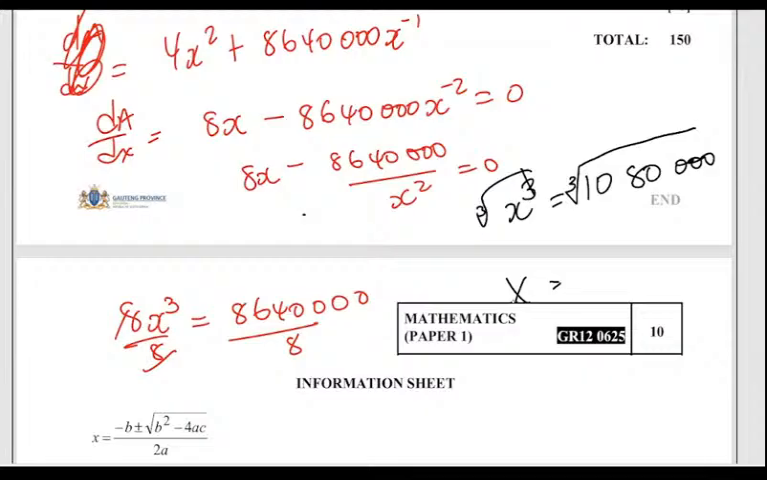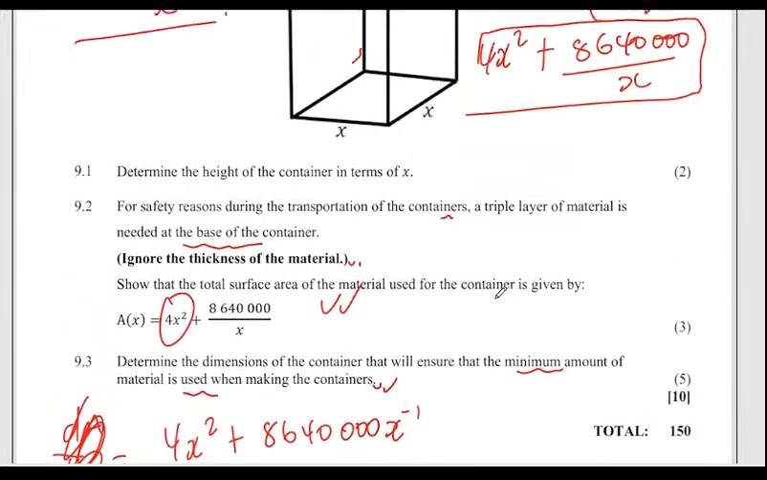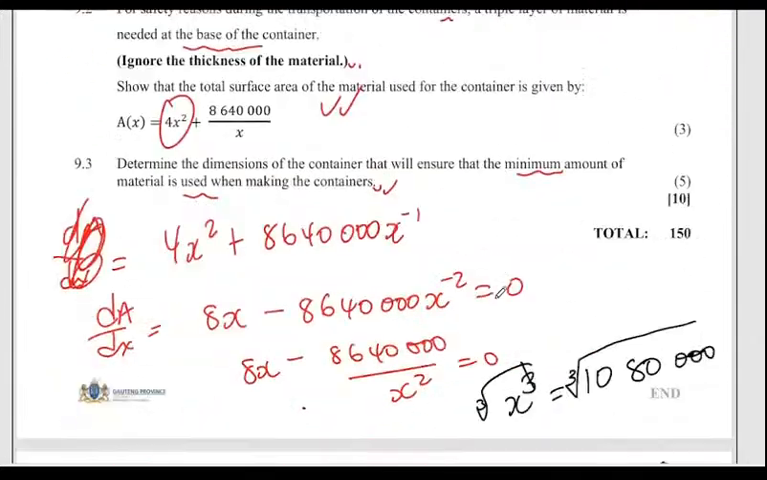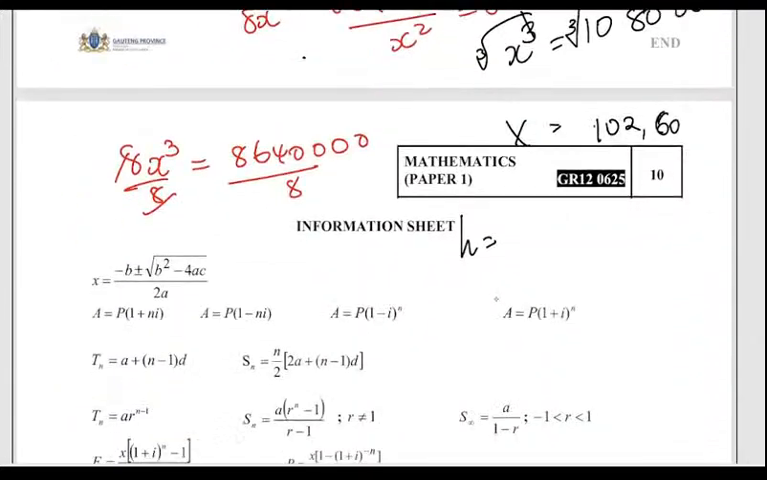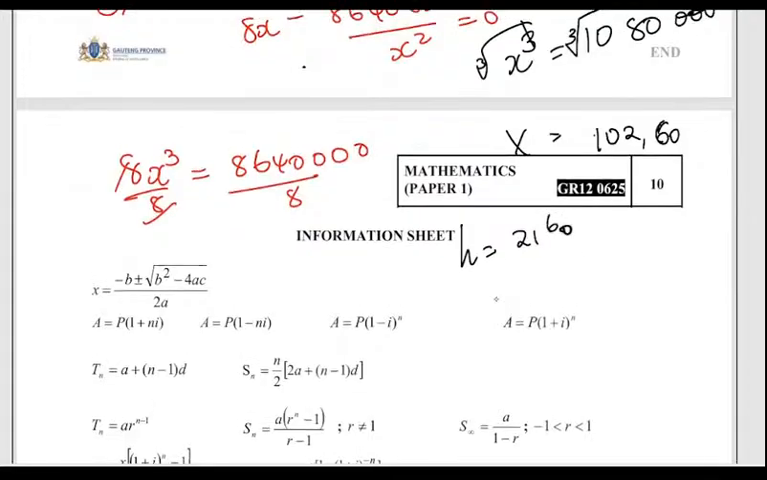1,080,123. The answer I'm getting is a root form, which is 102,60. I don't know. Then remember we want dimension. So for us to get h, we just go back to the 2160,000 divided by this squared. Okay, so 2160,000 divided by 102,60, and then you square that.